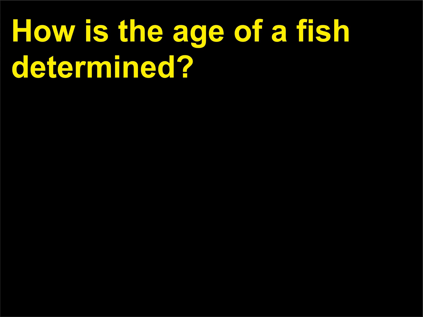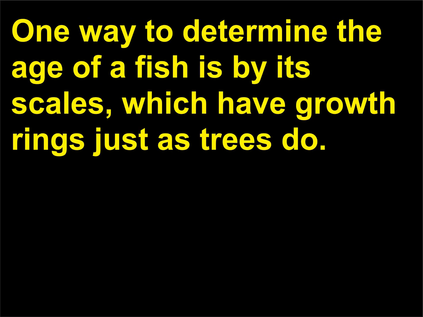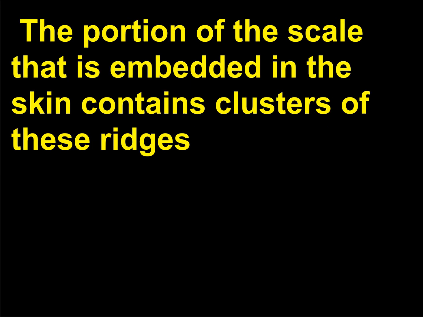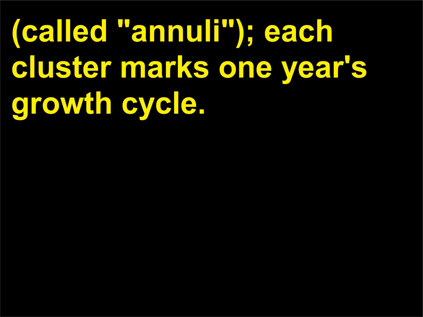How is the age of a fish determined? One way to determine the age of a fish is by its scales, which have growth rings just as trees do. Scales have concentric bony ridges, or circuli, which reflect the growth patterns of the individual fish. The portion of the scale that is embedded in the skin contains clusters of these ridges, called annuli. Each cluster marks 1 year's growth cycle.